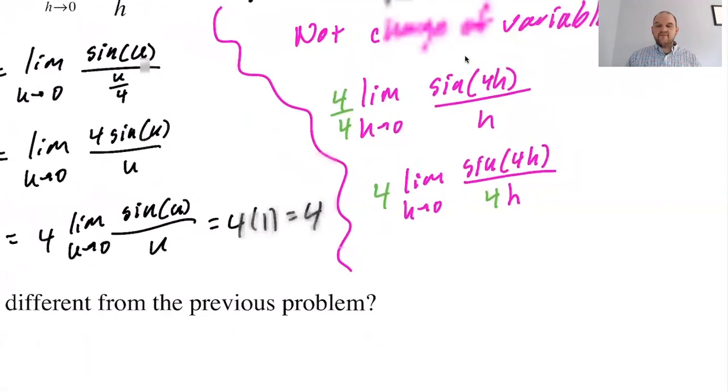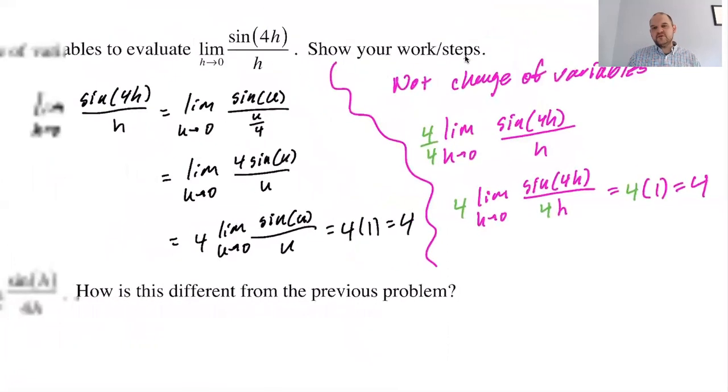Okay, once we have the sine of a thing over itself, if the thing is going to 0, so if h goes to 0, 4h goes to 0. So once we have that, we know that that limit is 1. So this will just give us 4 times 1, which equals 4. And you have your answer.